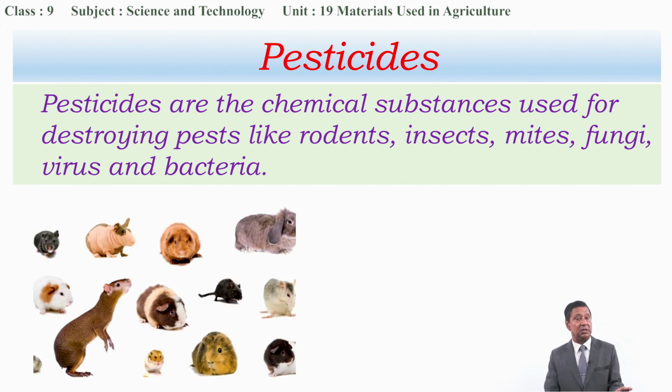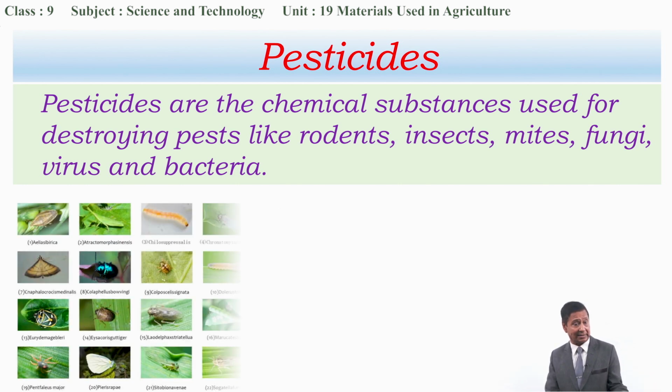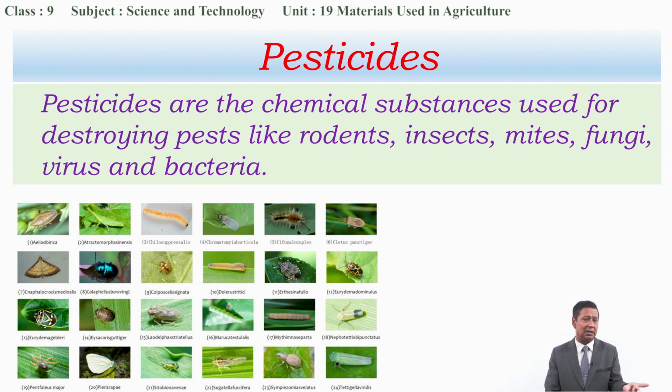Rodents. Rodents means mice, rat, porcupine, etc. They are small mammals. And what is insect? Insect, you know about this. It comes under the arthropoda phylum, and there are thousands of insects. Among them, some are shown here. Here a caterpillar is also shown, and some insects feeding on the plant.